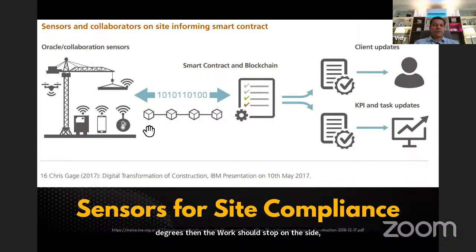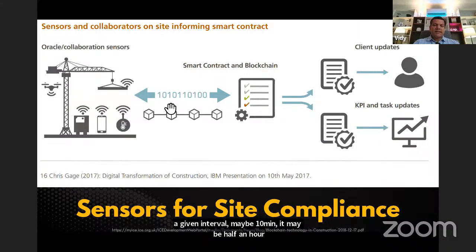So let's assume this sensor, which is a temperature sensor here, is measuring the temperature on site. If it is continuously measuring the temperature and sending it to the blockchain, the blockchain keeps recording the temperature on site at a given interval. It may be 10 minutes, it may be half an hour or an hourly rate, whatever is programmed.